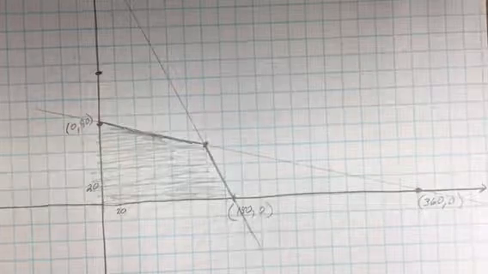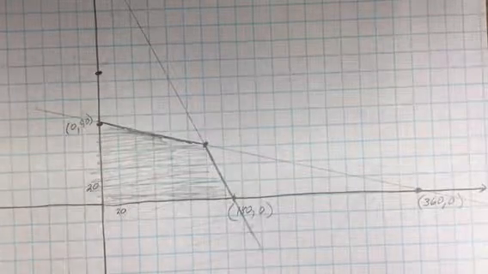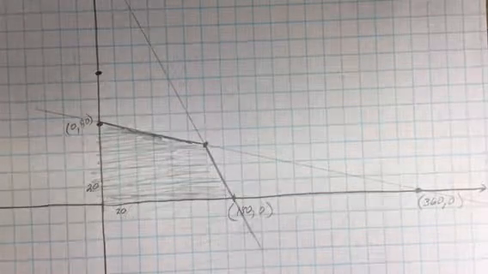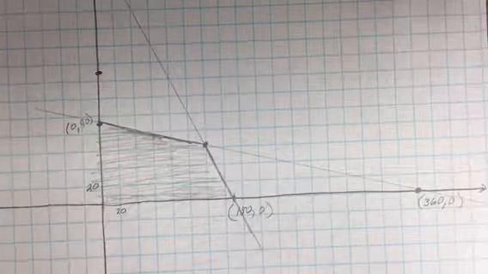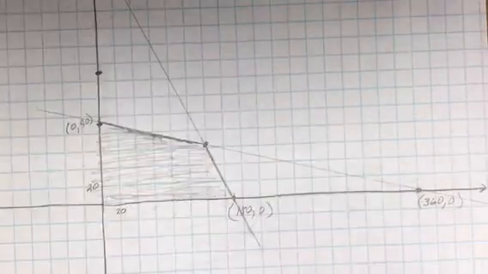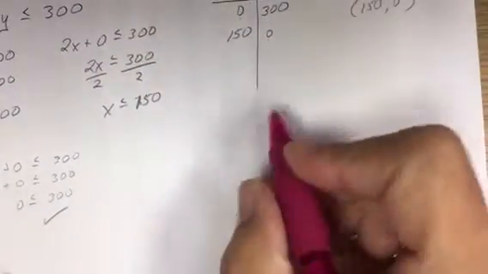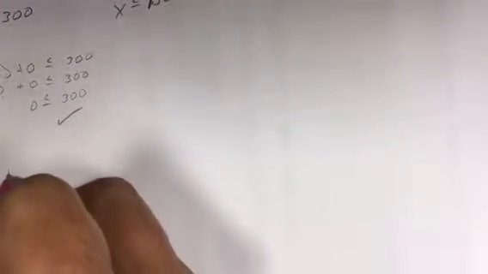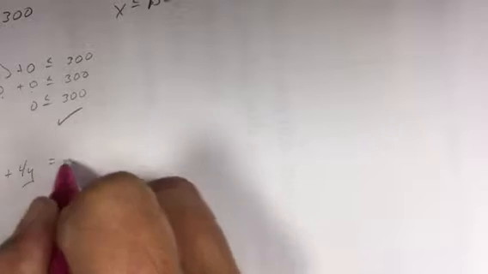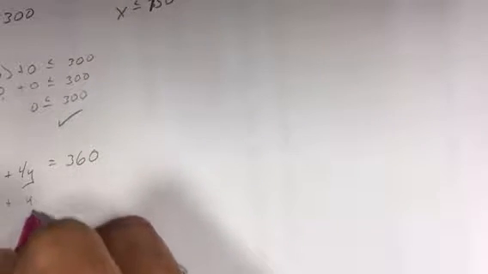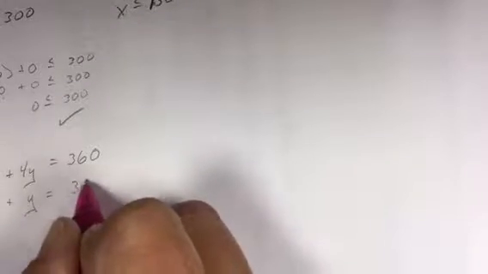How do I solve for it mathematically? Well, it's a system of equations. And at this point I am going to ignore the fact that I have a less than or equals. So I'm going to trot out both equations. I have x plus 4y equals 360. And I have 2x plus y equals 300.